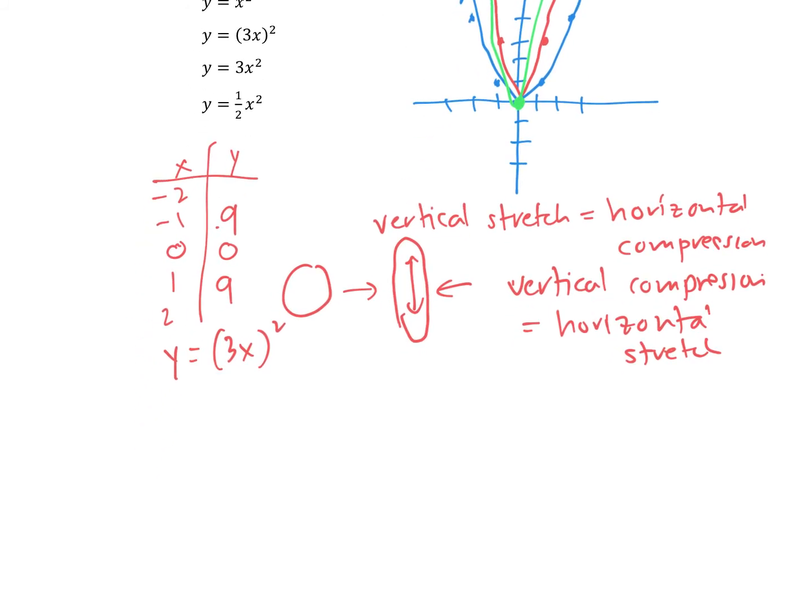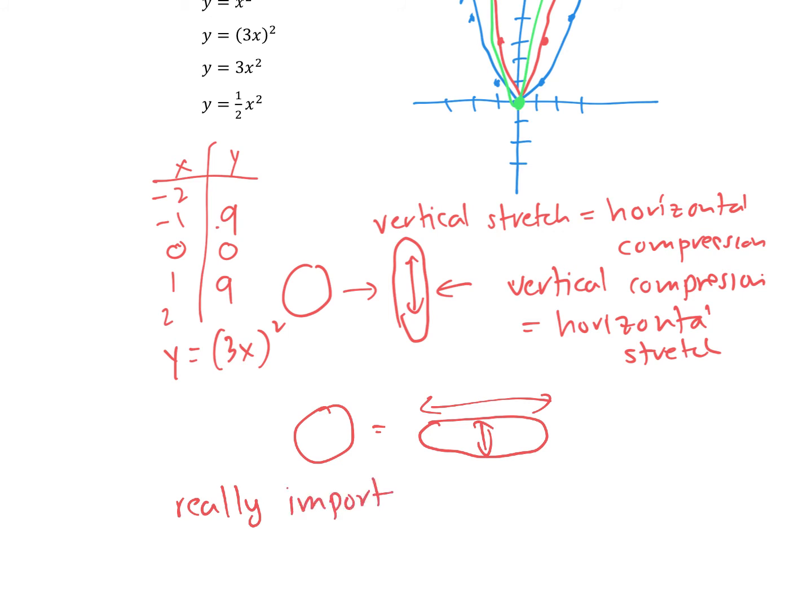So again, think of a circle. If I take a circle and I vertically compress it, I squish it down. So I vertically compressed it. I've also horizontally stretched it. So horizontal stretches and compressions look the same as vertical. So it's really important that you know where the number is, whether it's inside the function or outside the function.